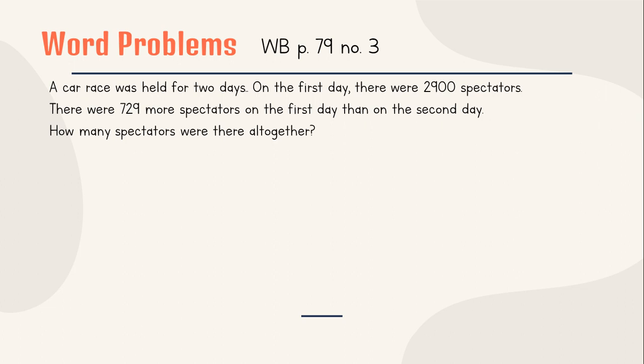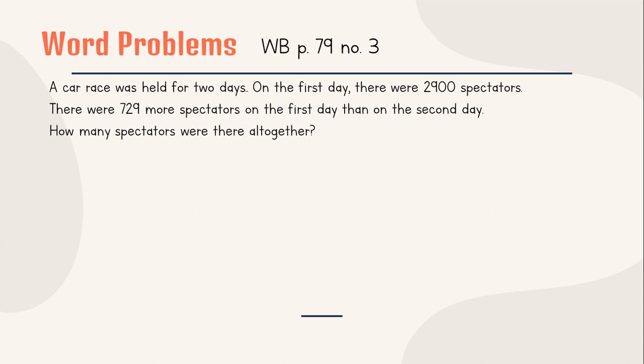And then there were 729 more spectators on the first day than on the second day. How many spectators were there altogether? Do you know what spectators is? That is penonton. So there was a car race, and on the first day there were 2,900 people watching it.